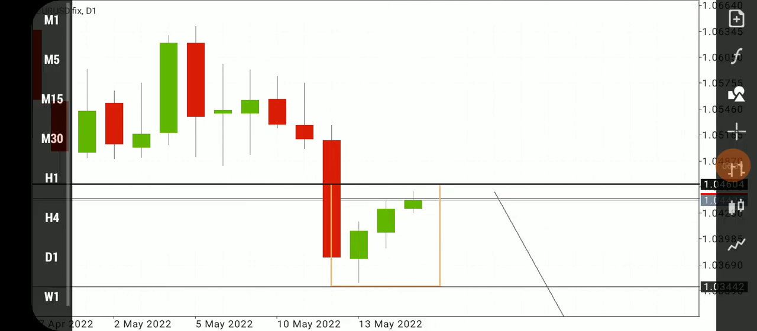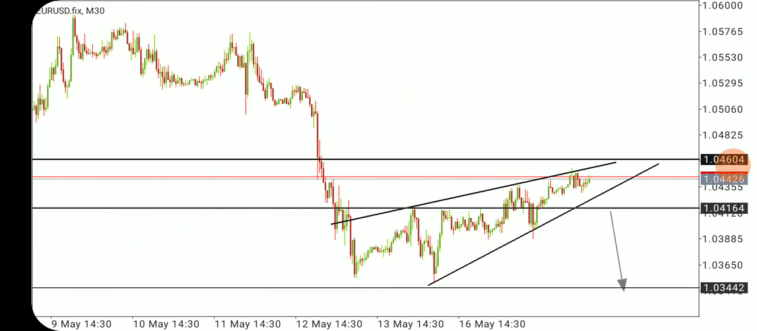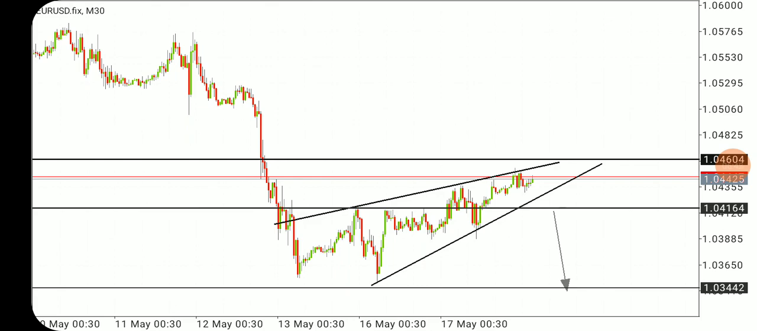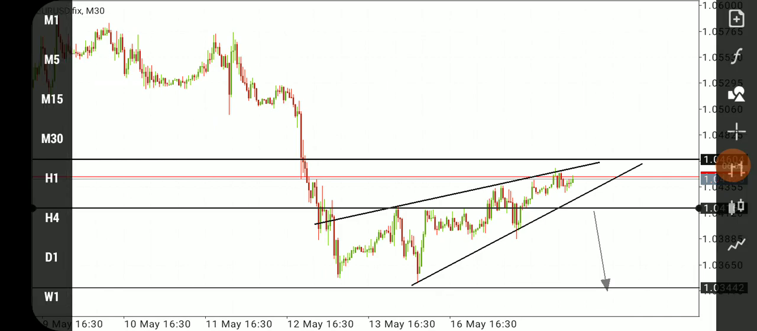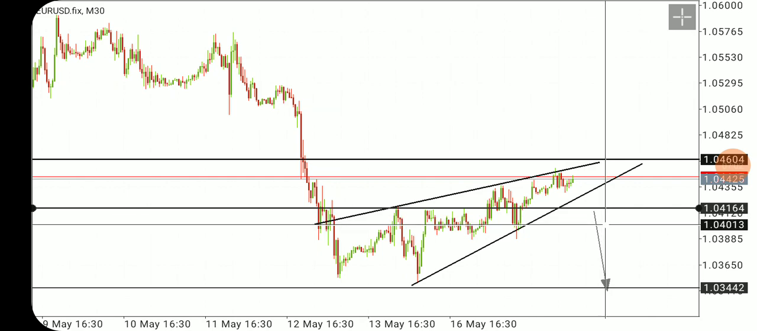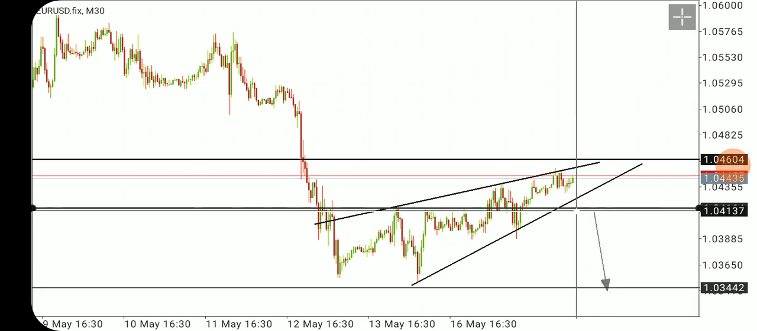Let's move on to the smaller time frame to find our entries. On a 30-minute time frame, we can see we have a rising wedge right here. So our plan is we will wait for it to break below this level right here before we enter those sells.